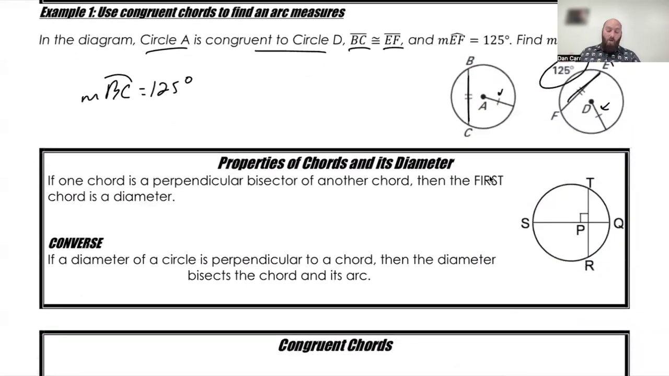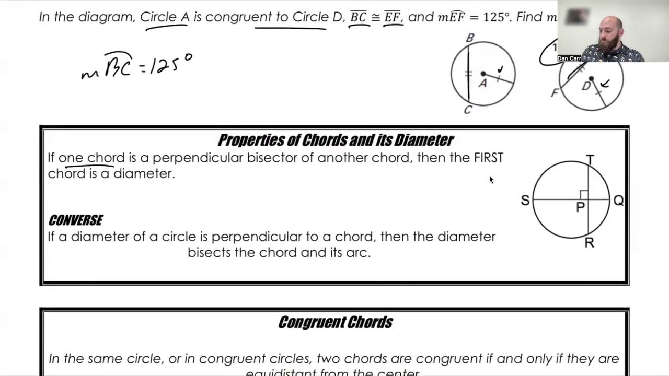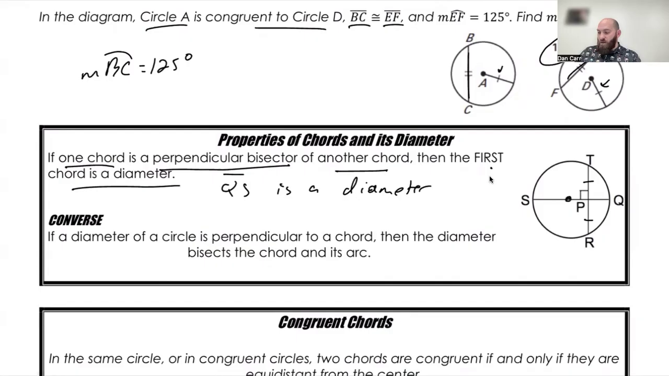Our next property: properties of chords and its diameter. If one chord is the perpendicular bisector of another chord, then the first chord has to be a diameter. So here's what we have. If TP is congruent to PR because it's being bisected and this is perpendicular, that means that QS is a diameter. Now that means that I don't know where exactly it is, but some other point is going to be the center of the circle. So it passes through that.